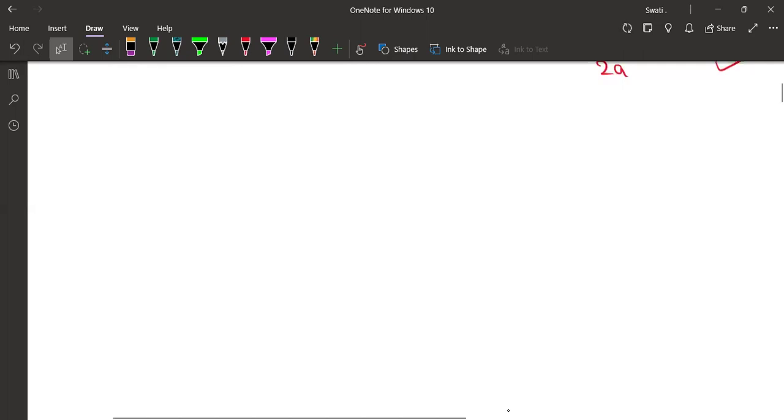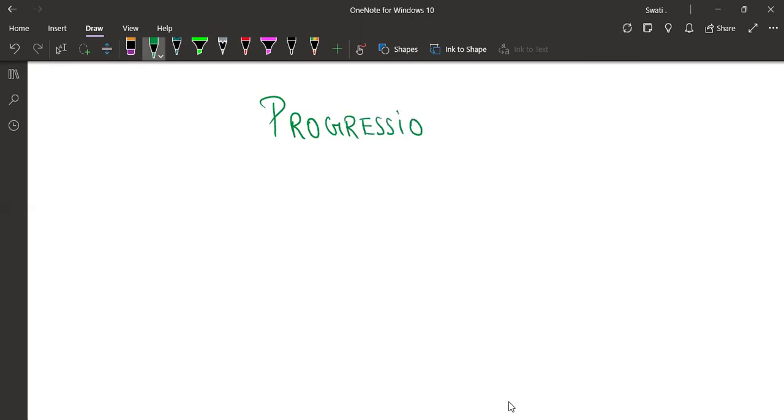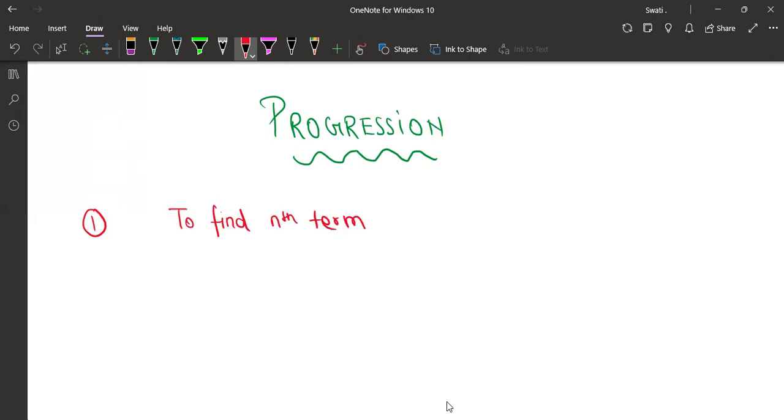Now let's go to progression. I hope you understand from the word progression that I'm talking about arithmetic progression. In arithmetic progression, we have a few formulas that you should know. Let's start with the first formula, which is how to find the nth term. To find the nth term, the formula is an equals a plus n minus 1 into d.